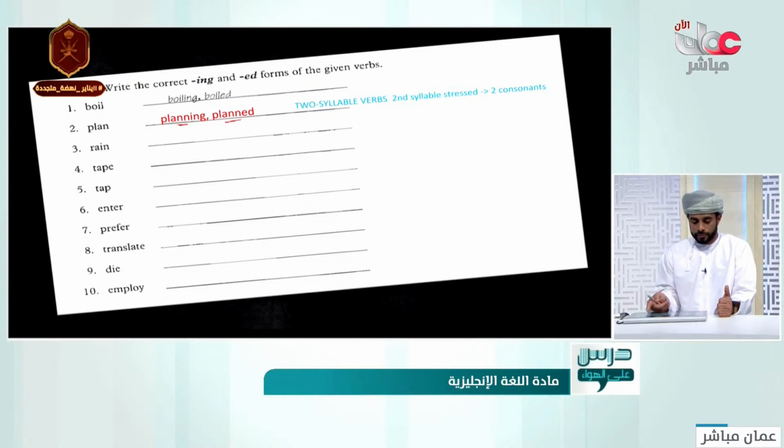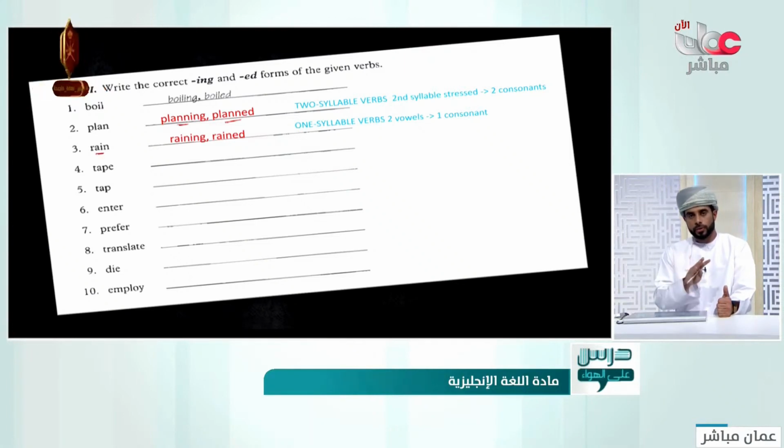Rain, rain. What should we do with that? Rain, raining, without doubling anything. Why is that? Because it is one syllable with two vowels. We say that when it is one syllable with two vowels, we don't double the consonant. Good. Have a look at this one.